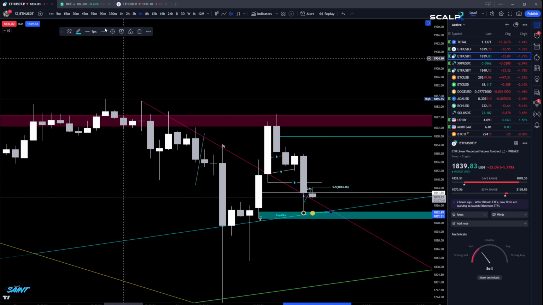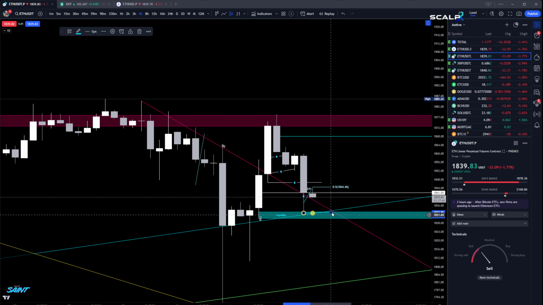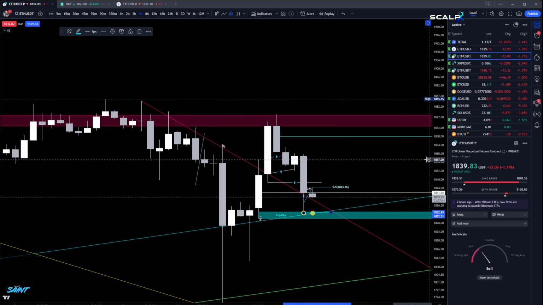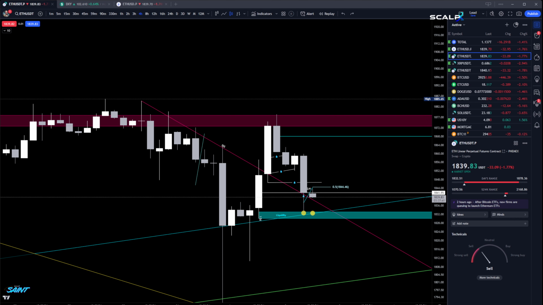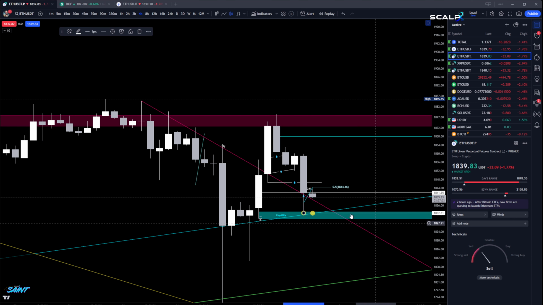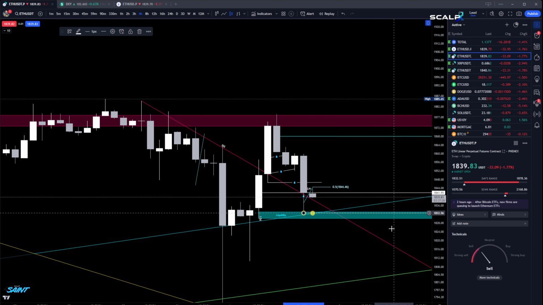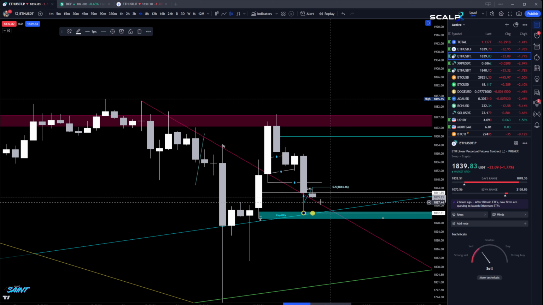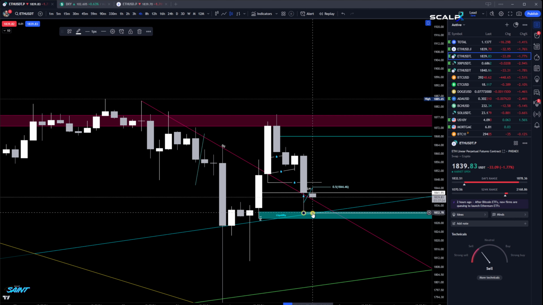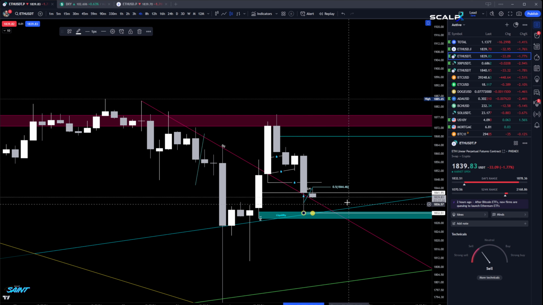It's not even, but you guys get the point. Actually, I could just do this. So what was that? 1832.51. I'm okay if we get a wick into this. I would like to see this held, because if that's held, then we'll have equal lows, and that's positive.